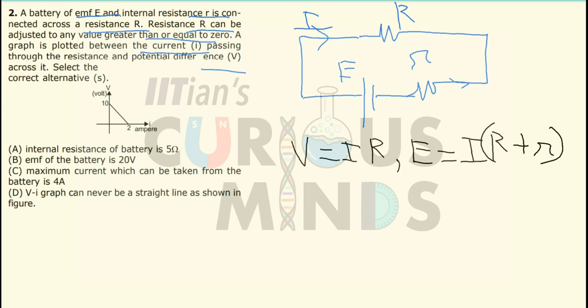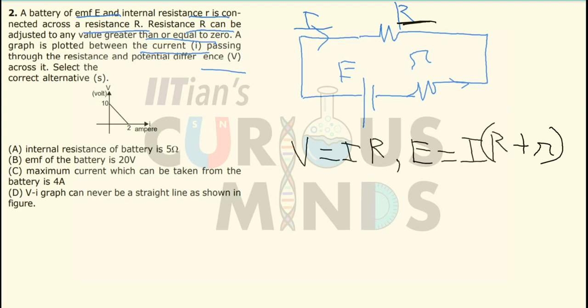So we have to find out various things. Now the graph is plotted for the voltage versus the current for the external resistance R. The slope of this graph: as the voltage goes on decreasing, the current goes on increasing.